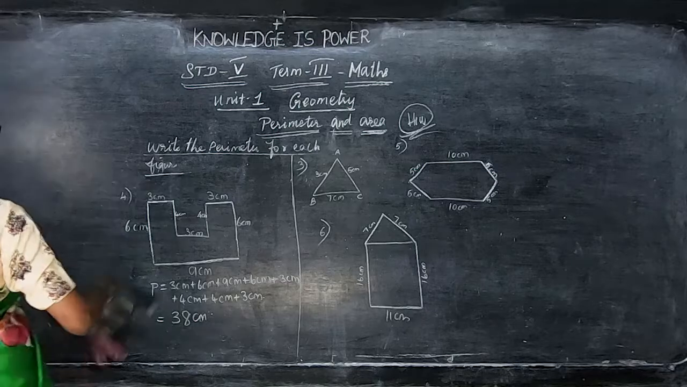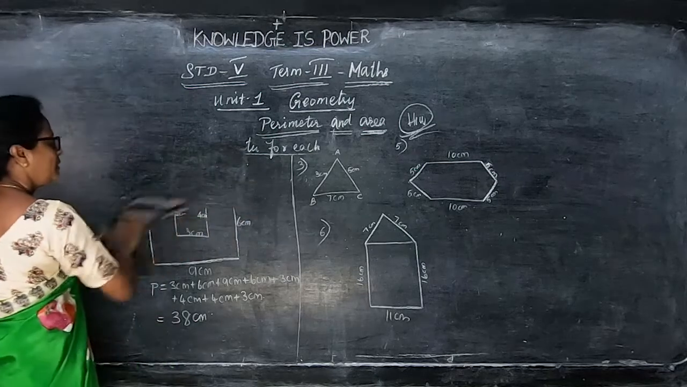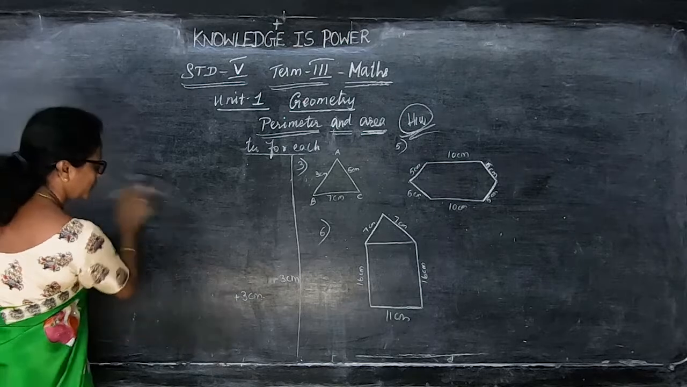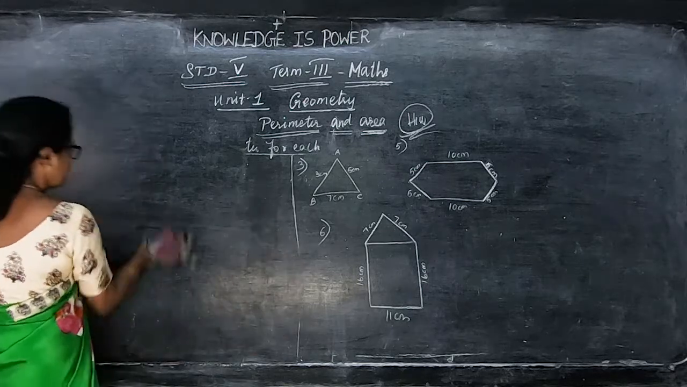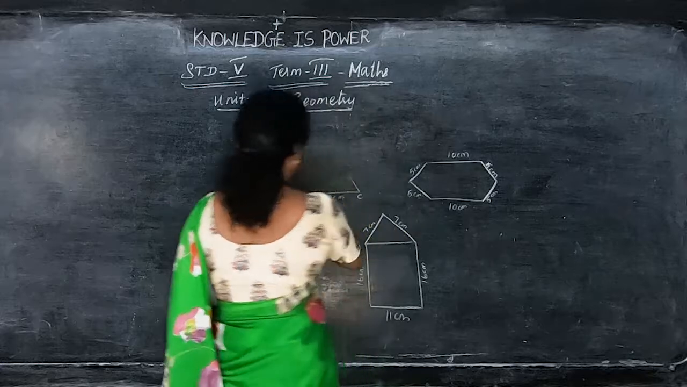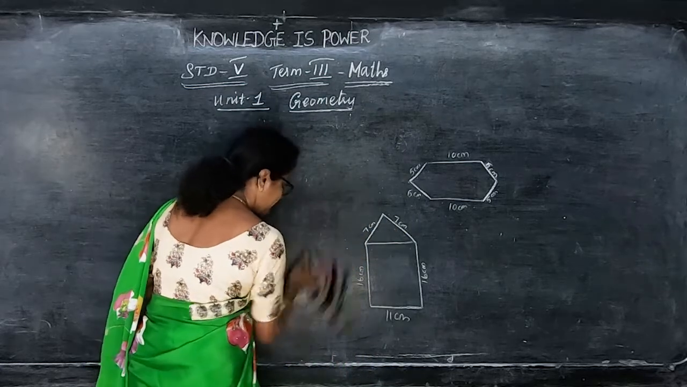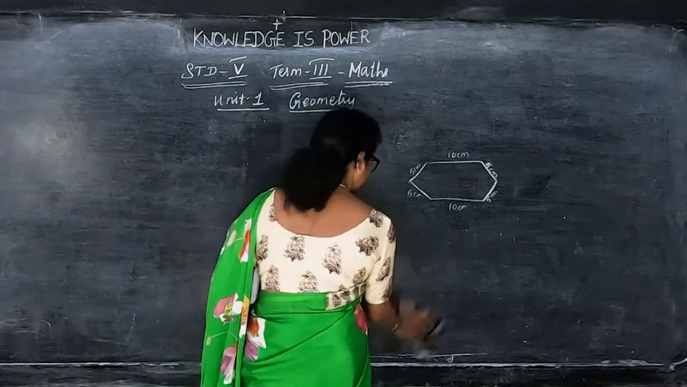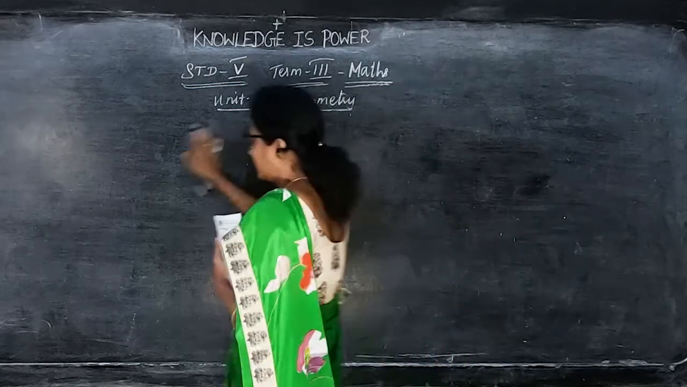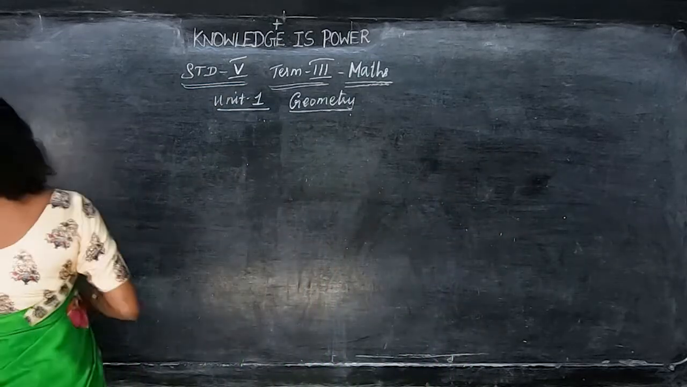So now are you able to understand, children, what is the perimeter? Perimeter means we have to add. Sum means we add, difference means minus. That we have already seen in the previous classes. So the sum of all the sides, whatever picture they are given, whatever figure they are given, you have to add all the sides. Now perimeter we have seen, no.